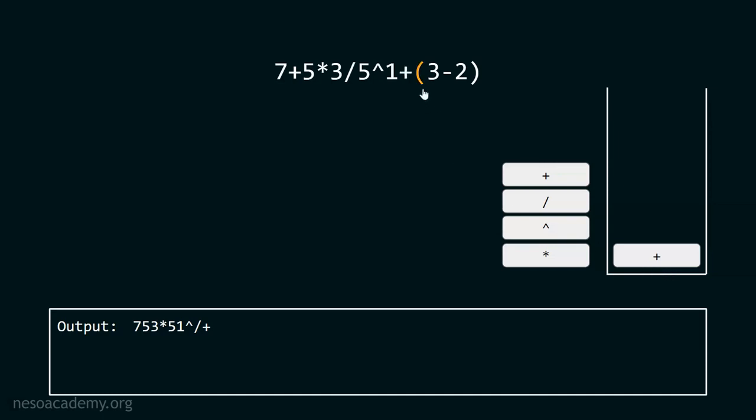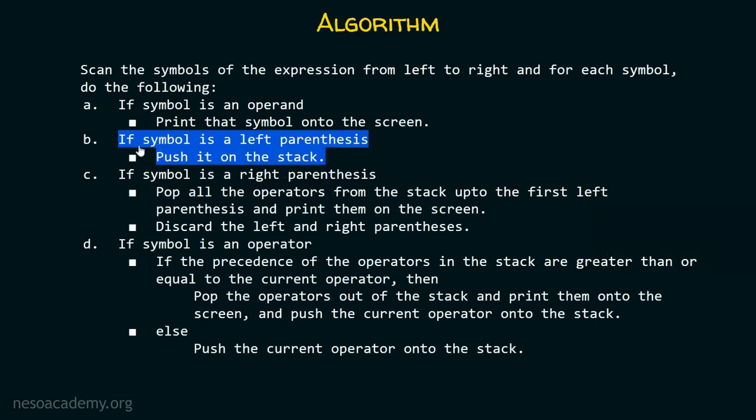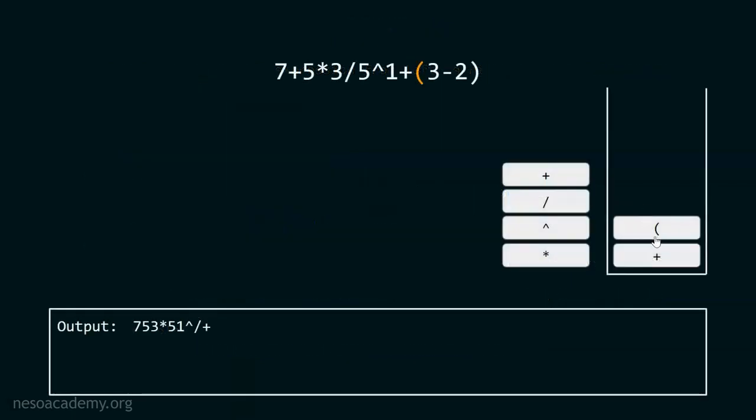Now we have a left parenthesis. What to do with this left parenthesis? Always push the left parenthesis on the stack. Simple. Here in the algorithm also it is given: if the symbol is a left parenthesis, then push it on the stack. Here we'll simply push this onto the stack.